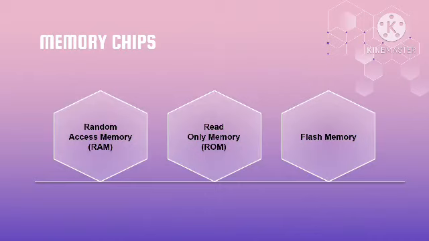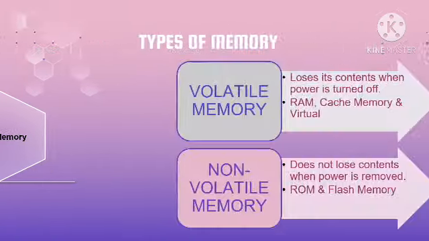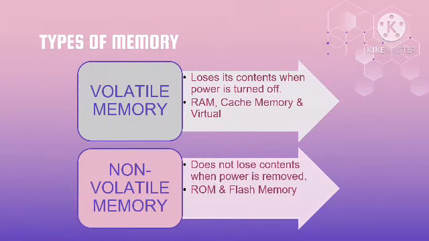Okay, now we are on the topic of memory. Memory is a holding area for data, instructions, and information. It is contained on chips connected to the system board, and there are 3 well-known types of memory chips. The first one is random access memory, or we call it RAM. The second one is read-only memory, or the other name is ROM. And the last one is flash memory. The system unit contains 2 types of memory. The first one is volatile memory and the second one is non-volatile memory.